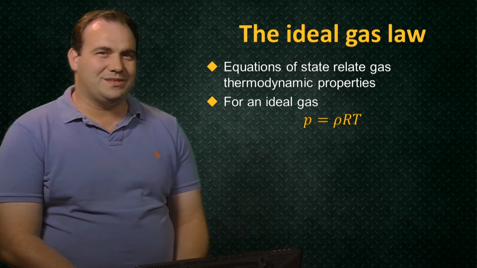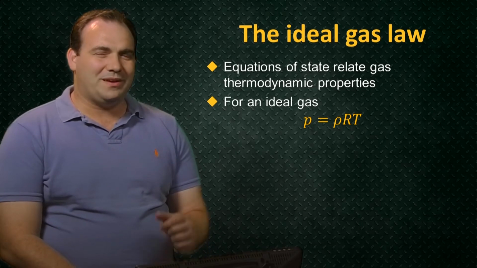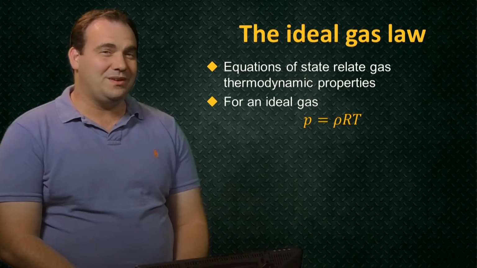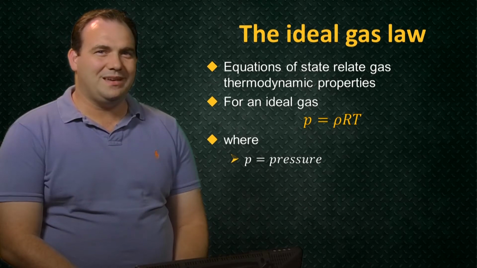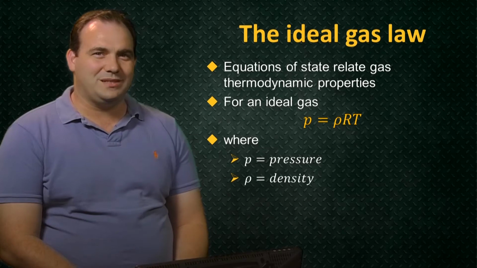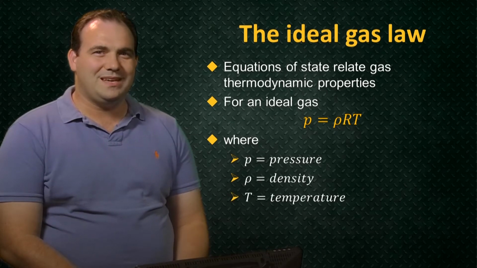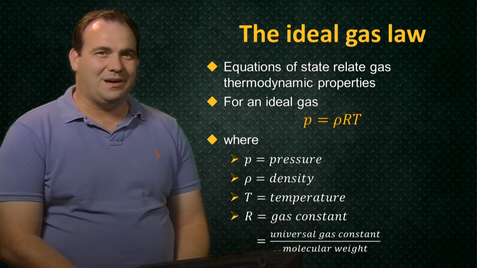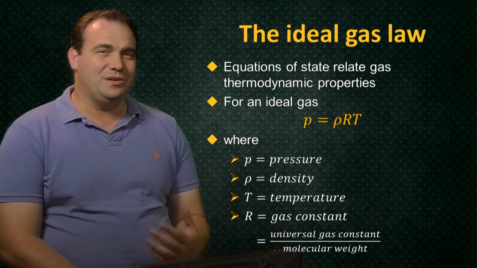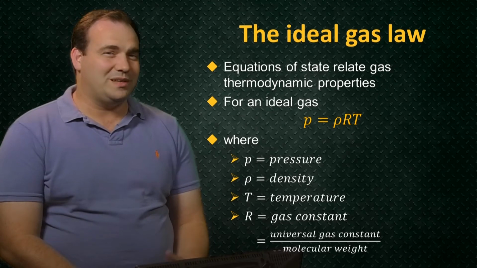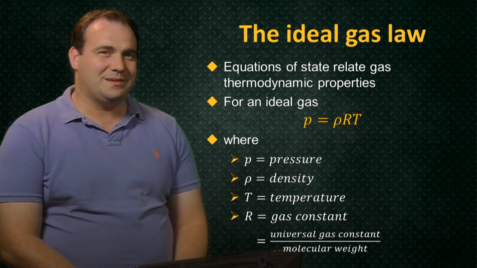The first equation of state we're going to look at is one that I hope most of you are familiar with, the ideal gas law. This tells us that the pressure P is equal to the product of the density ρ, the temperature T, and the gas constant R. The gas constant for a specific gas is given by the universal gas constant divided by the molecular weight of a gas.